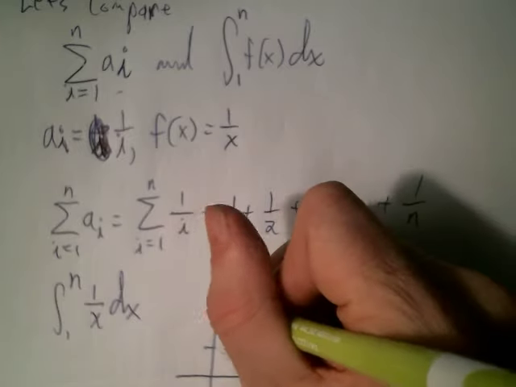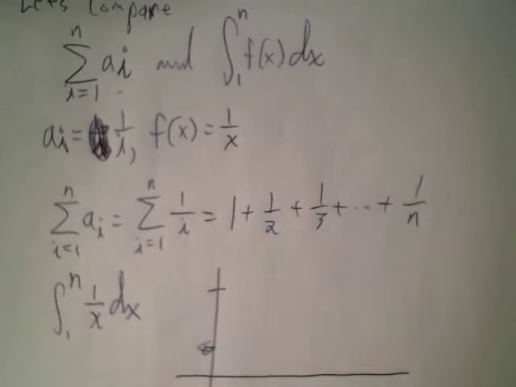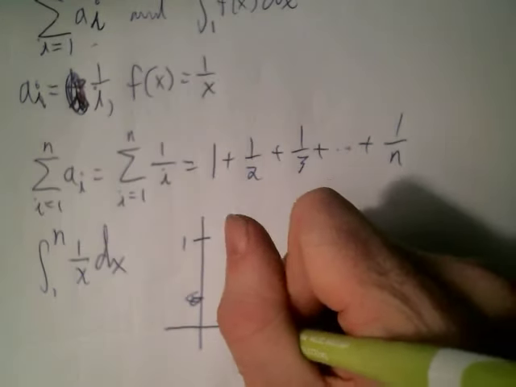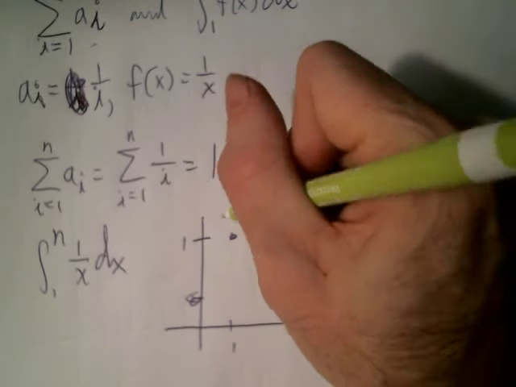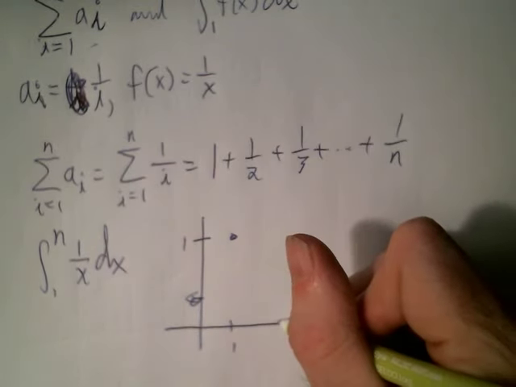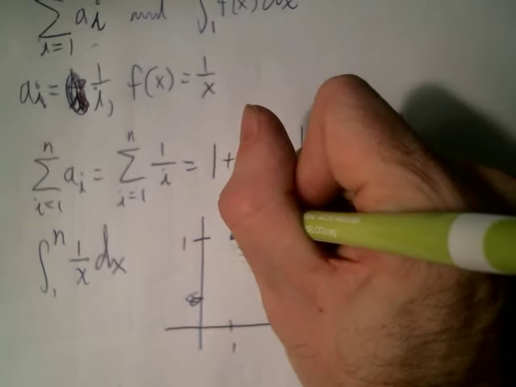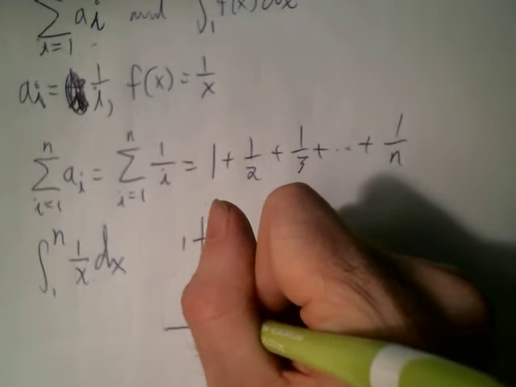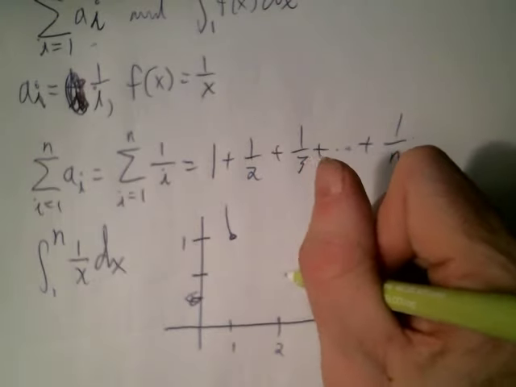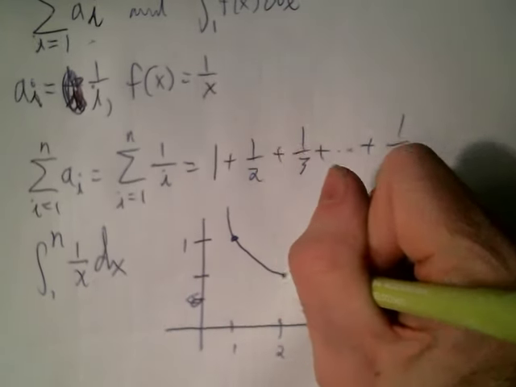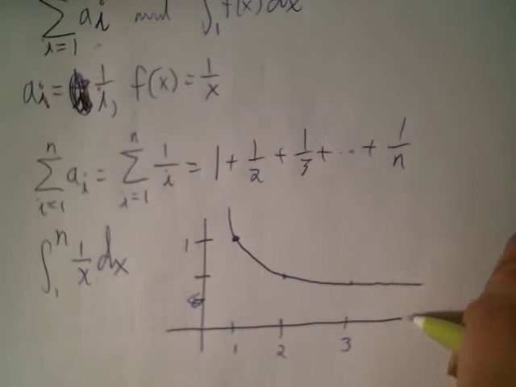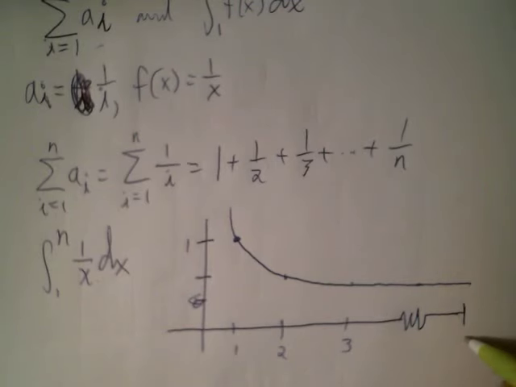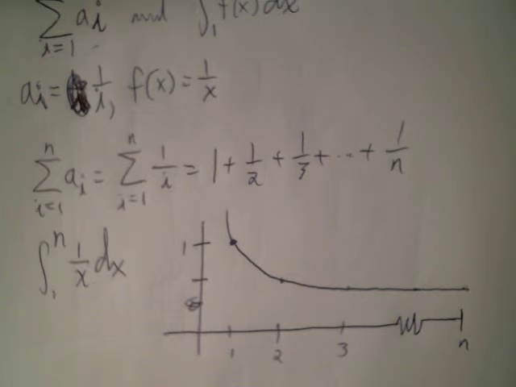At 1, it's at 1, so I just sort of screwed myself by putting a tick mark there. So I'll let this be 1 here, just for the sake of the drawing. At 2, it goes down to 1/2. At 3, it's at 1/3. And so it's going to look like this, and on, all the way up to n, and then this height will be 1 over n.